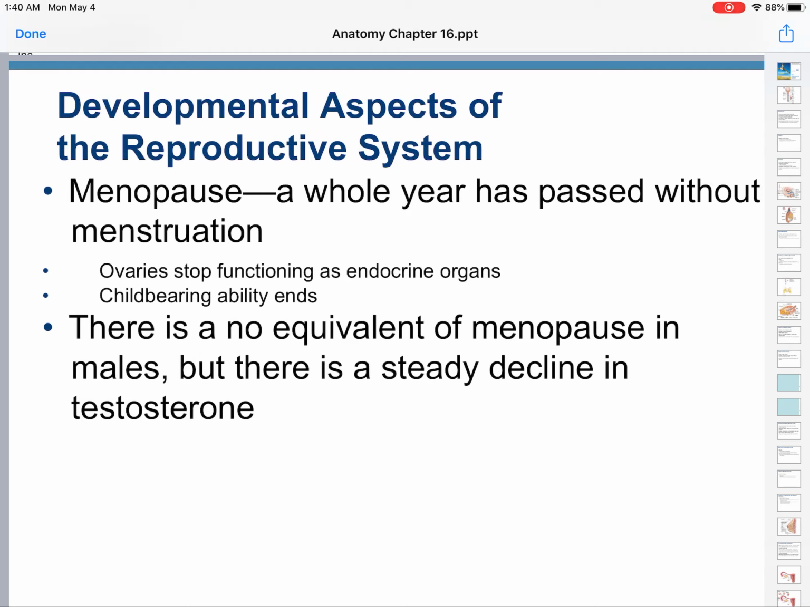There is no equivalent of menopause in males. Males will continue to release sperm until the day that they die. However, there is a steady decline in testosterone. So you do not develop sperm as well later on into your life. Therefore, it is less common for males to produce children.